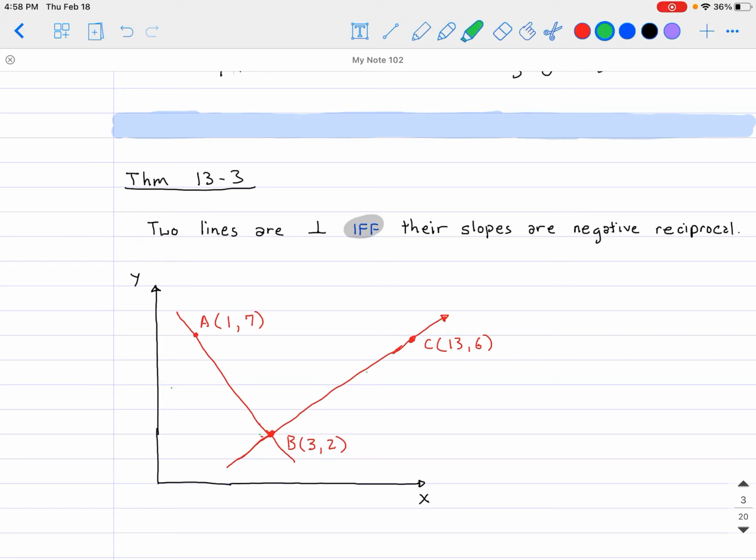So let's go ahead and set up some right triangles. I'm going to set up this right triangle over here. And then I'm also going to set up this right triangle that's over here, right? Because I want to look at the change in X and change in Y.